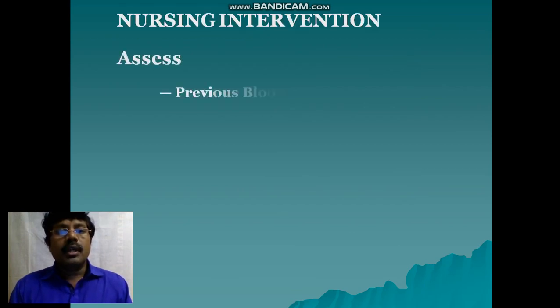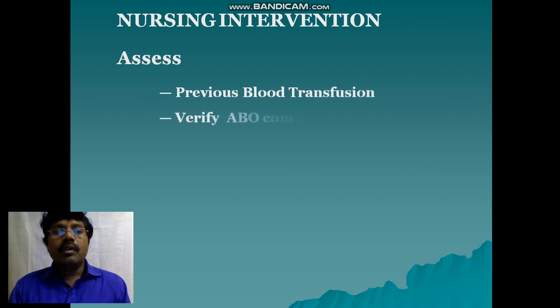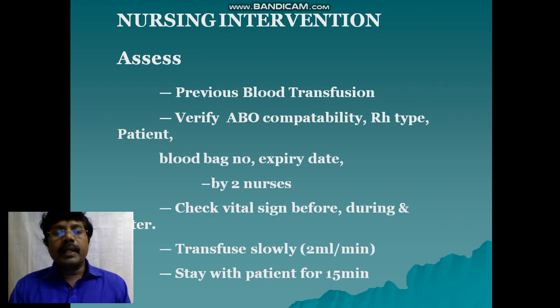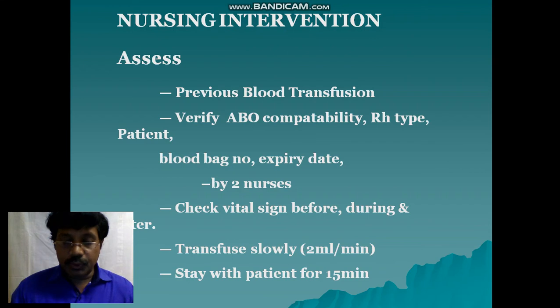Nursing intervention: assess previous blood transfusions, verify ABO compatibility and Rh type of the patient, and check the blood bag number and expiry date by two nurses. Two nurses are most important when you want to start the blood transfusion. Check vital signs before, during and after. Transfuse slowly, 2 ml per minute. Stay with the patient for at least 15 minutes. Only one nurse can stay with the patient up to 15 minutes after starting the blood transfusion.